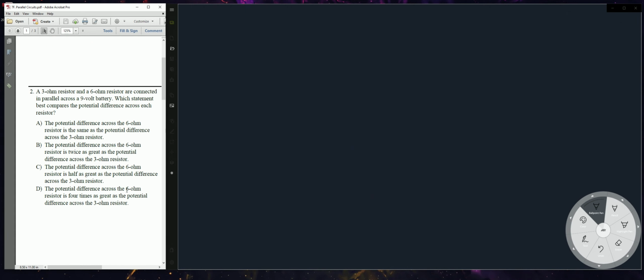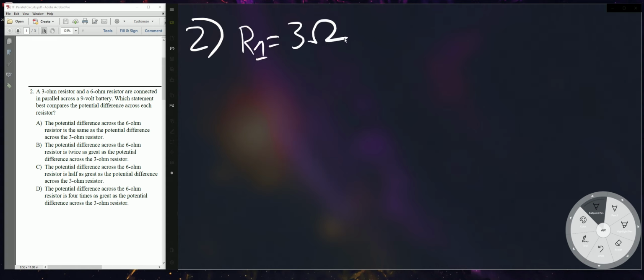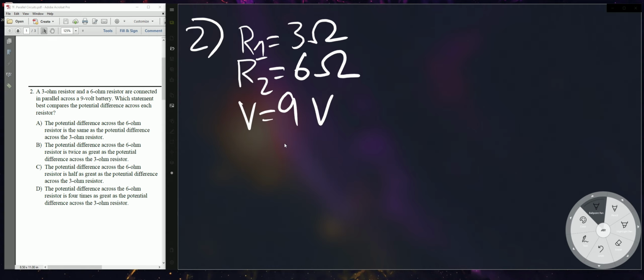So number 2, a 3 ohm resistor. So R1 is 3 ohms, right? I mean, you don't really need knowns for this. R2 is 6 ohms. They are connected in parallel across a 9-volt battery. Which statement best compares the potential difference across each resistor? So what is the voltage, right? Potential difference is your voltage. Which statement best compares the voltage drop, or the potential difference, across each resistor?